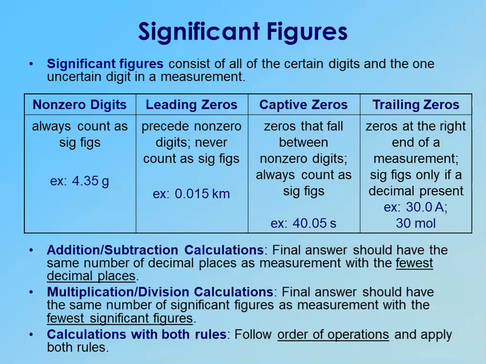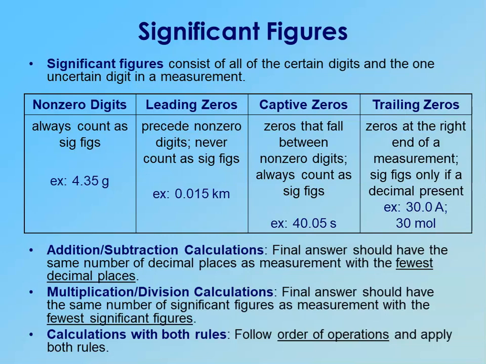When you multiply and divide, you don't have to line things up by their decimal places like you do in adding and subtracting. So we don't look at decimal places with multiplication and division, we look at significant figures. Whichever one of our measurements has the least amount of significant figures, that's what we're going to report our final answer to. If you have multiple multiplication division calculations to do at the same time, or multiple addition subtraction calculations to do at the same time, you would do them all and then do your rounding.